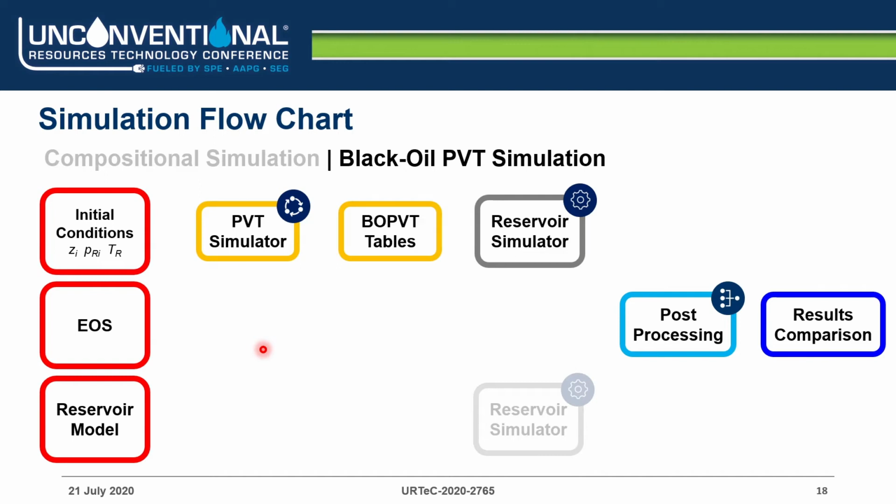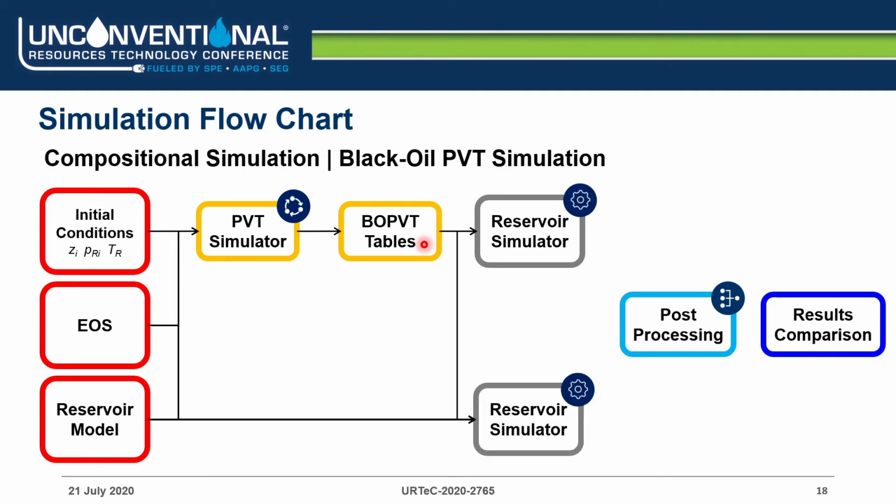For the black oil PVT simulations, we take the equation of state and initial conditions and feed them to the PVT simulator, which gives us the black oil PVT table, and we bring that table along with the static reservoir model to the reservoir simulator and run the simulations. Once both simulations are finished, we take the results, post-process them, and compare them.